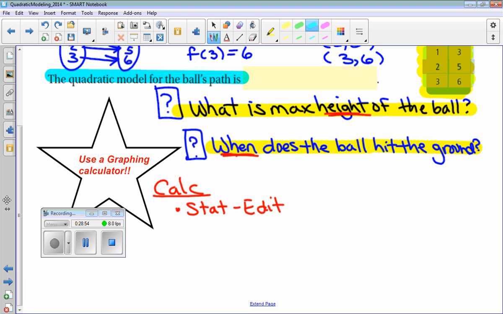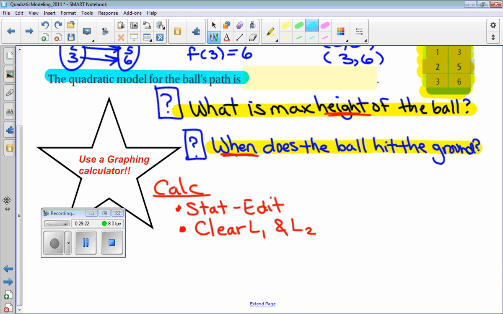Stat should be in the middle, kind of up in the top left, or right in the middle of the top, really. Oh, I see. Stat and then edit. You want to find your L1. You might have to clear your list 1 and list 2. I have a bunch of numbers in mine. You may or may not, depending on who used your calculator previously.